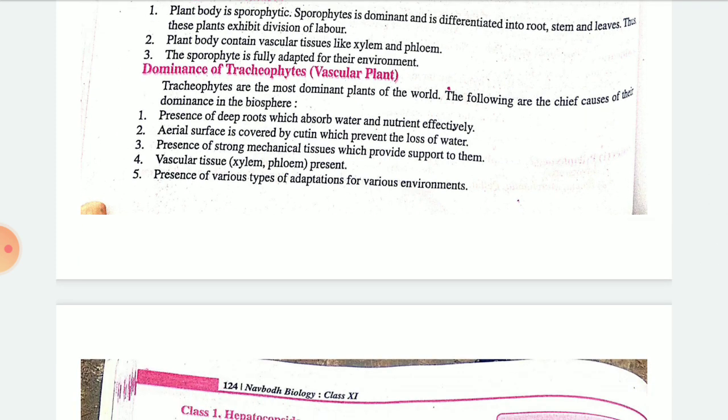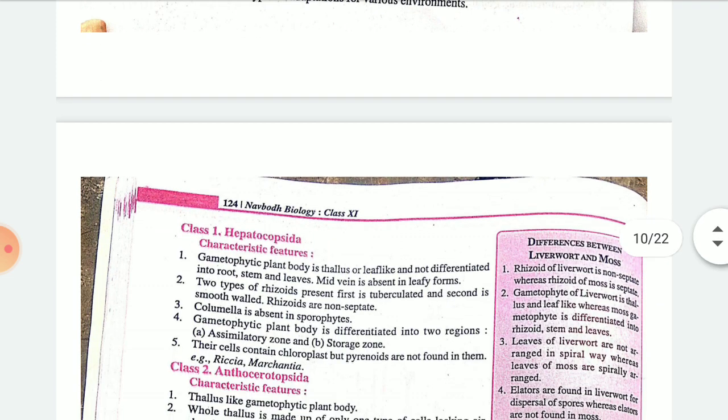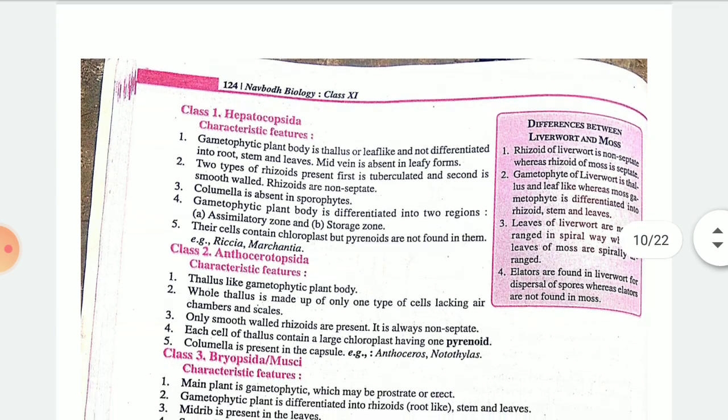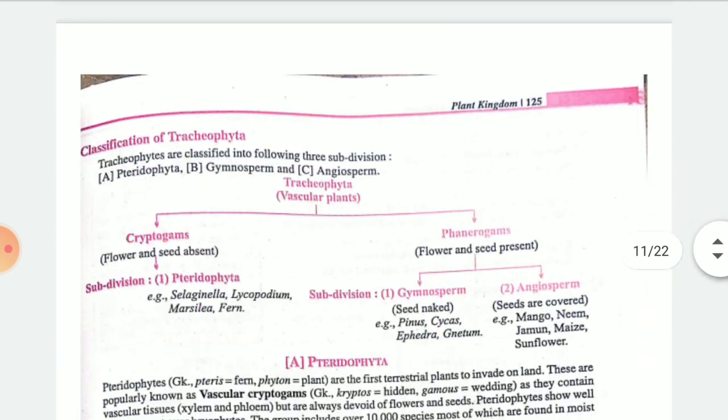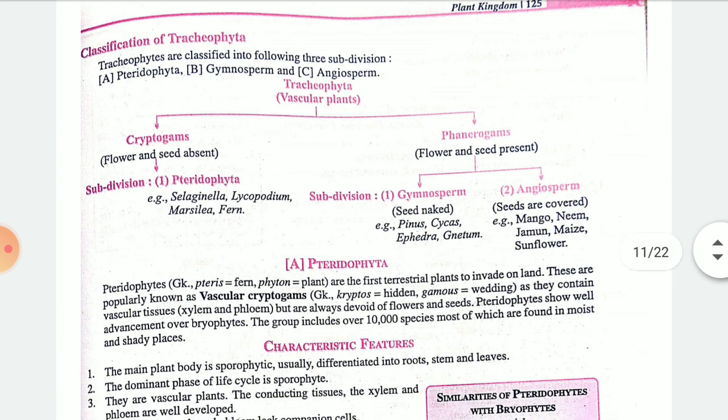Then mechanical tissues are there to provide strength. Vascular tissues, xylem and phloem, will be present, and they will show various adaptations for the environment. It is classified into two, cryptogames and phanerogames. Cryptogames are those which don't consist of flower and seed. Phanerogames are those which have flower and seed present in them.